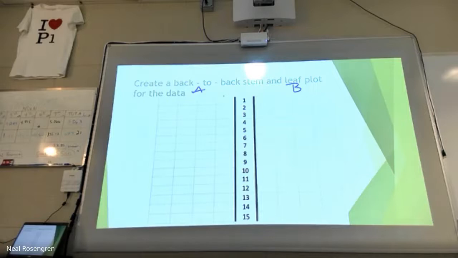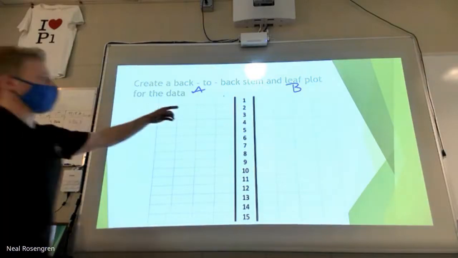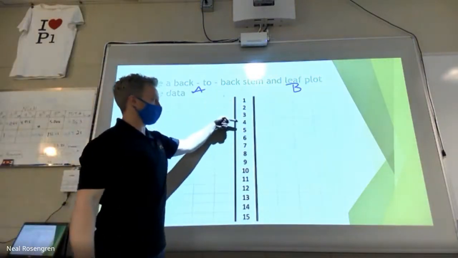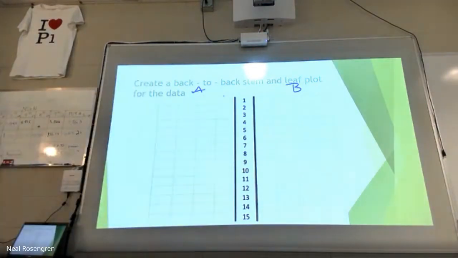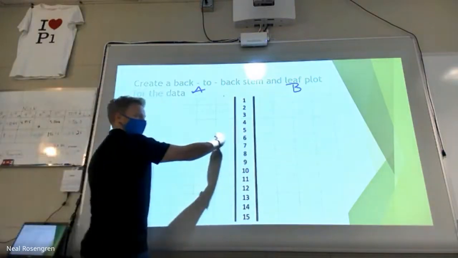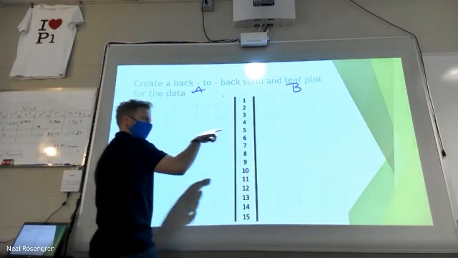All right, so let's do running back A on the left. I'm just going to drop in my stem: all my 10s, 20s, 30s, 40s, 50s, and then my 100s, 110s, 120s. I'm just going to drop that last digit in the box. Here's how we're going to do it. This stem is going to go out this way, and this stem is going to go out that way with that leaf.